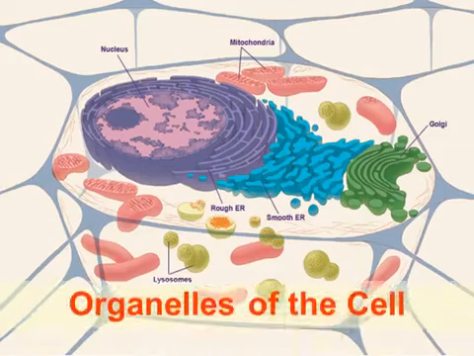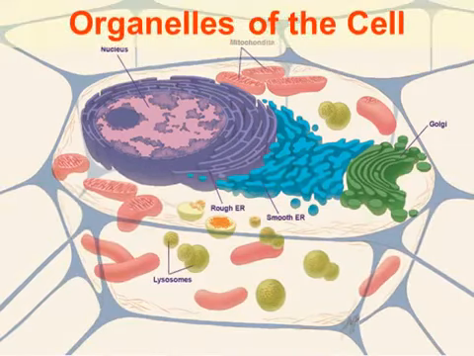Okay, so in this video we're going to go over some of the common organelles of a eukaryotic cell. Now an organelle is simply a word that means small part. So just like the body has small parts called organs, cells have small parts called organelles. Well, there's a lot of them, so let's go ahead and get started.